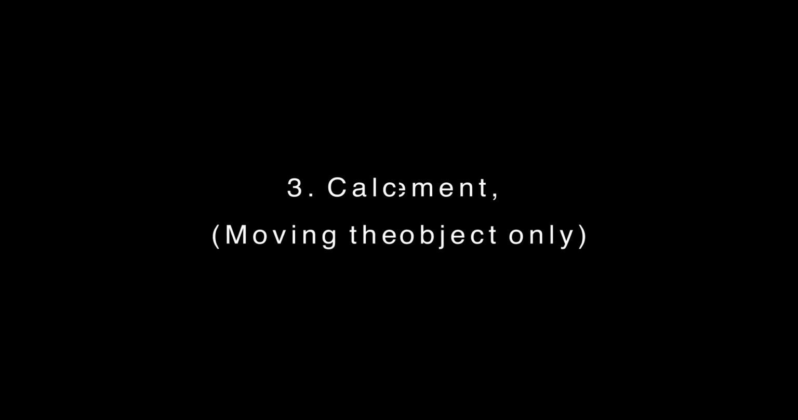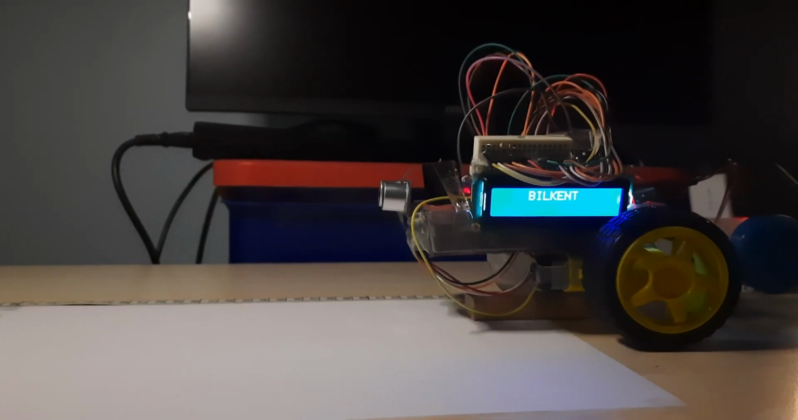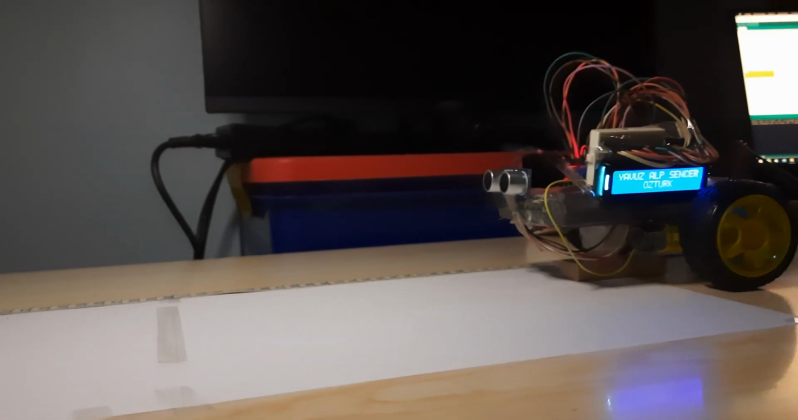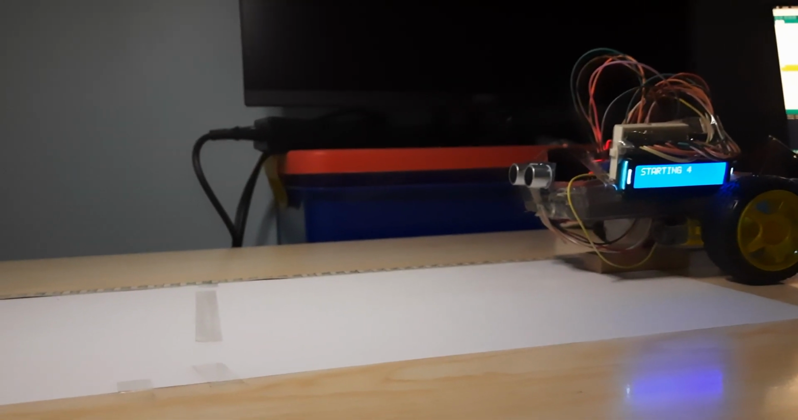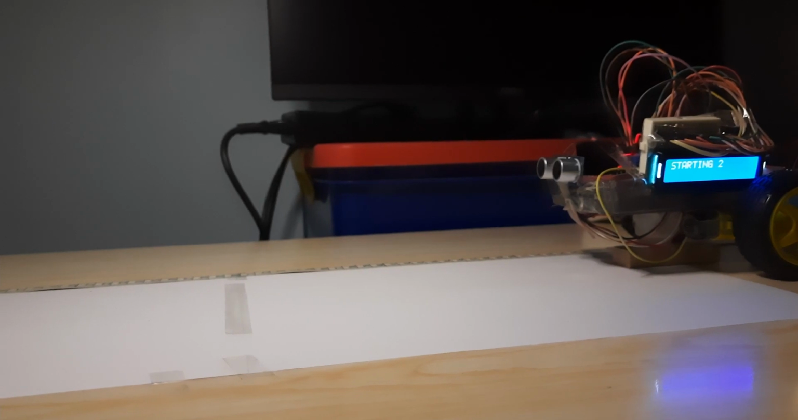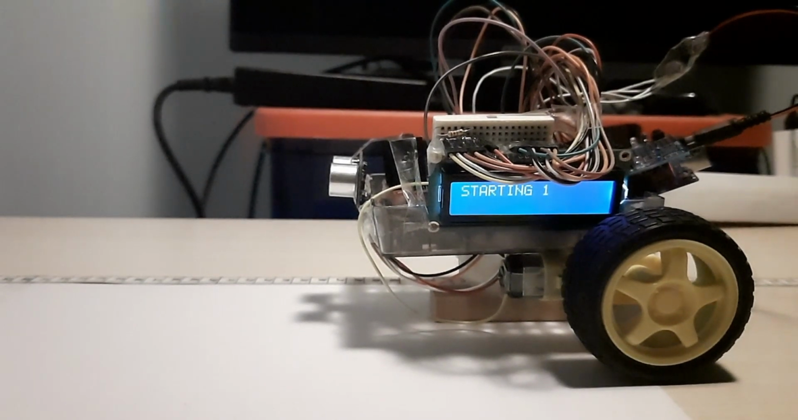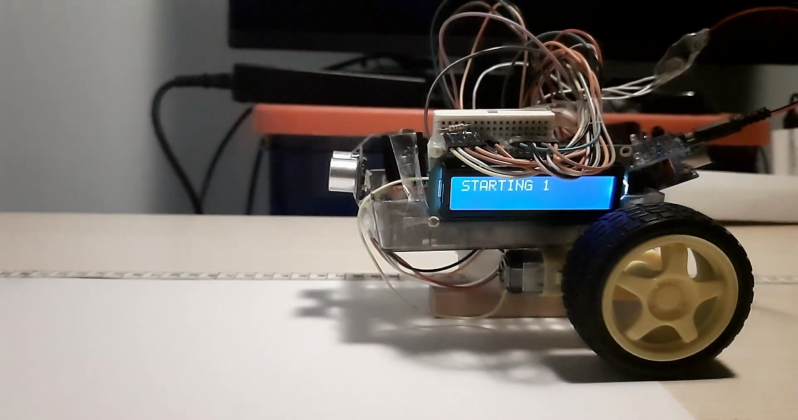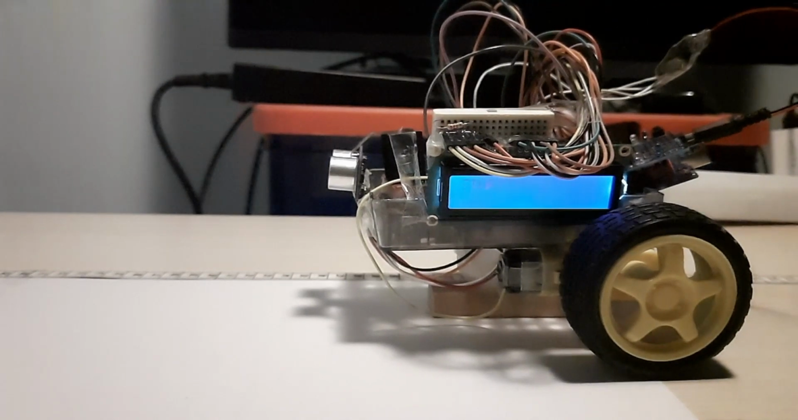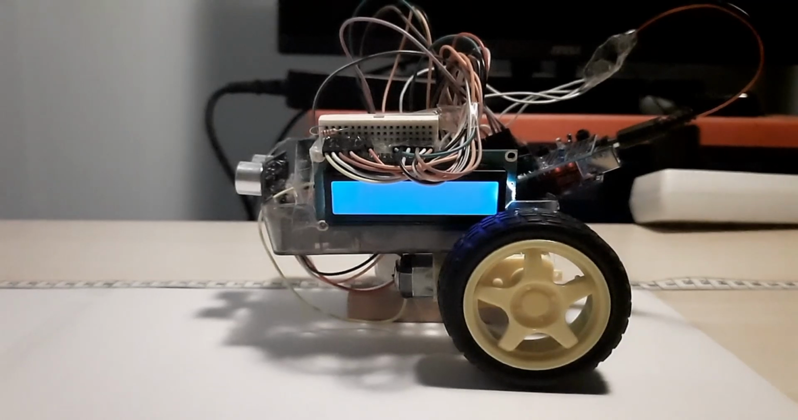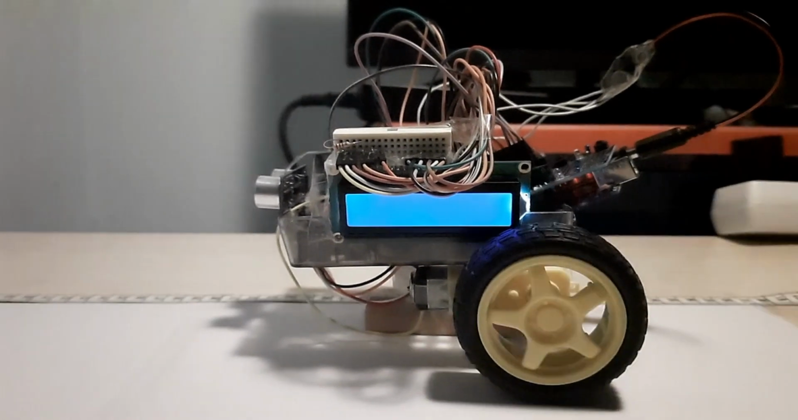To calculate velocity and acceleration, we will need the distance traveled and the time between two distances. To measure the velocity and acceleration, I programmed the car to show us the distance between the object and the car on the LCD screen, so that I can capture them with a camera and then tabulate the data into a table and then produce the graphs.